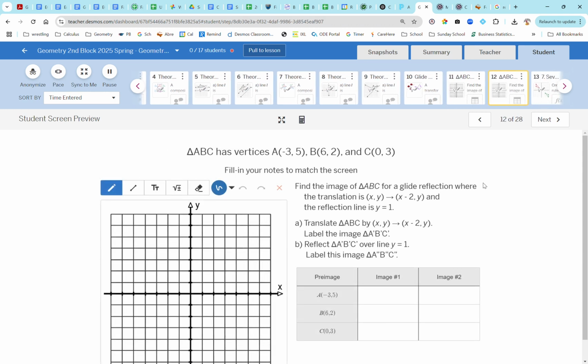Okay, it asks us to do another glide reflection, and it starts off with the points -3, +5. 1, 2, 3, 4, 5 is where our A is. B is to the right 6 and up 2. And C, this is kind of a skinny looking one, is at 0, 3. So pretty weird shape for this one. C is right here. Connect that so we can see the triangle better.